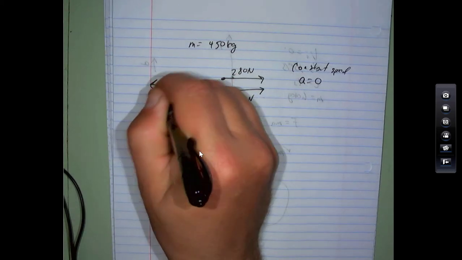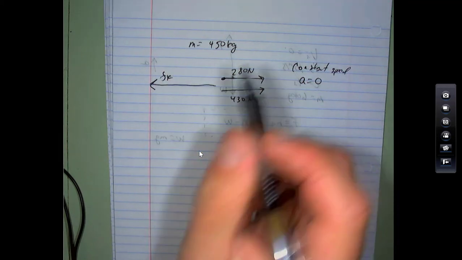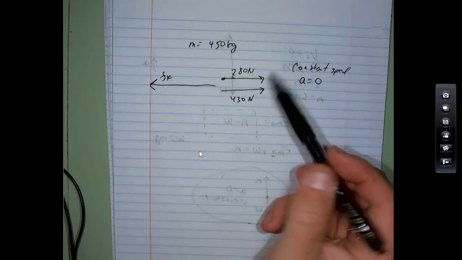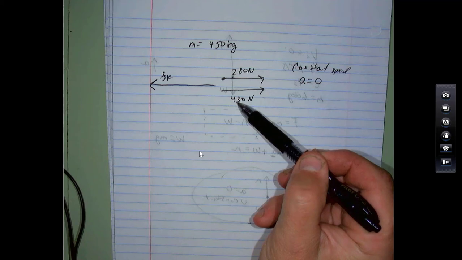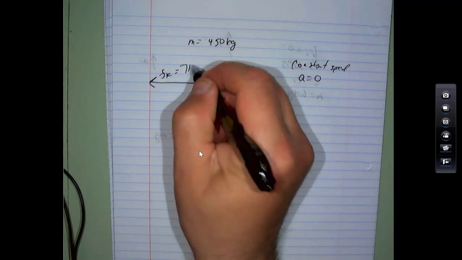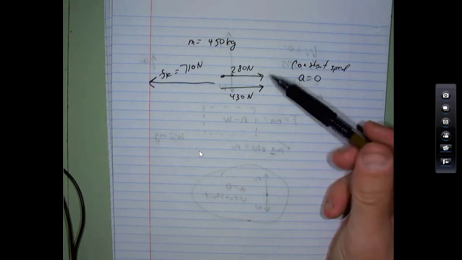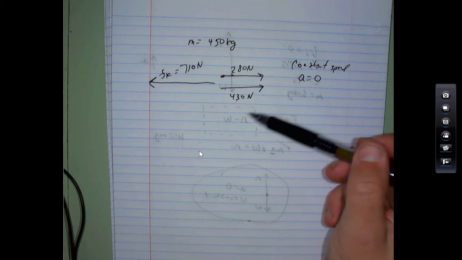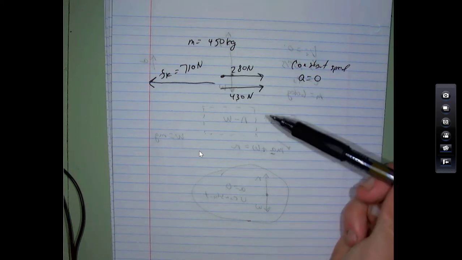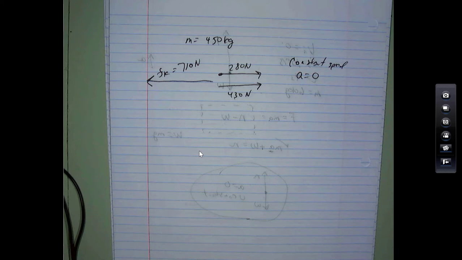Back the other way. There's no net force, so whatever's to the right, it looks like we've got about 710 to the right. You have to have 710 to the left. How 710? 280 plus 430, as long as I did the math correctly. I think I did it. 710 newtons. And that gives you no net force.